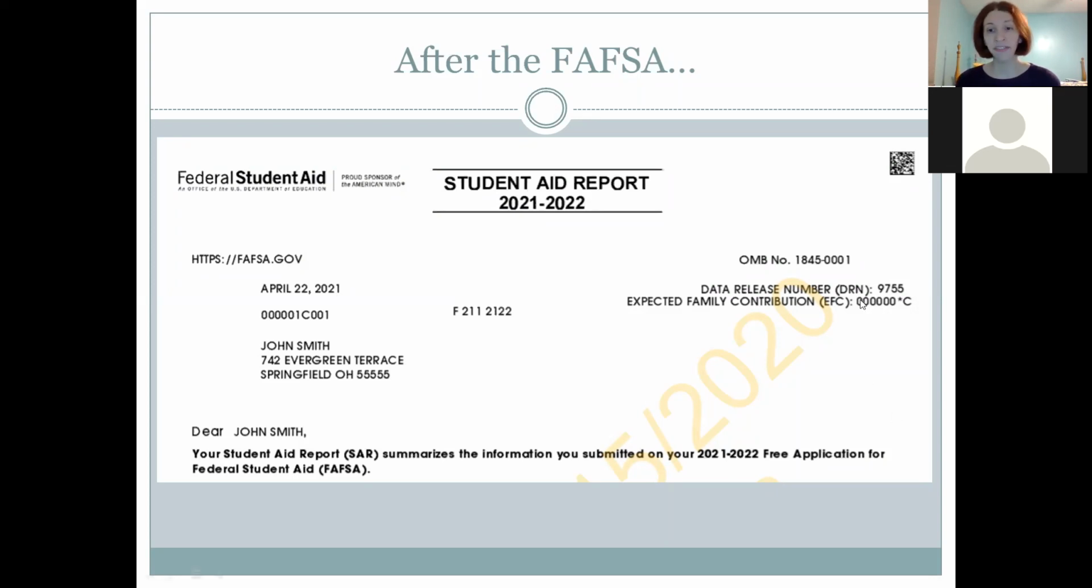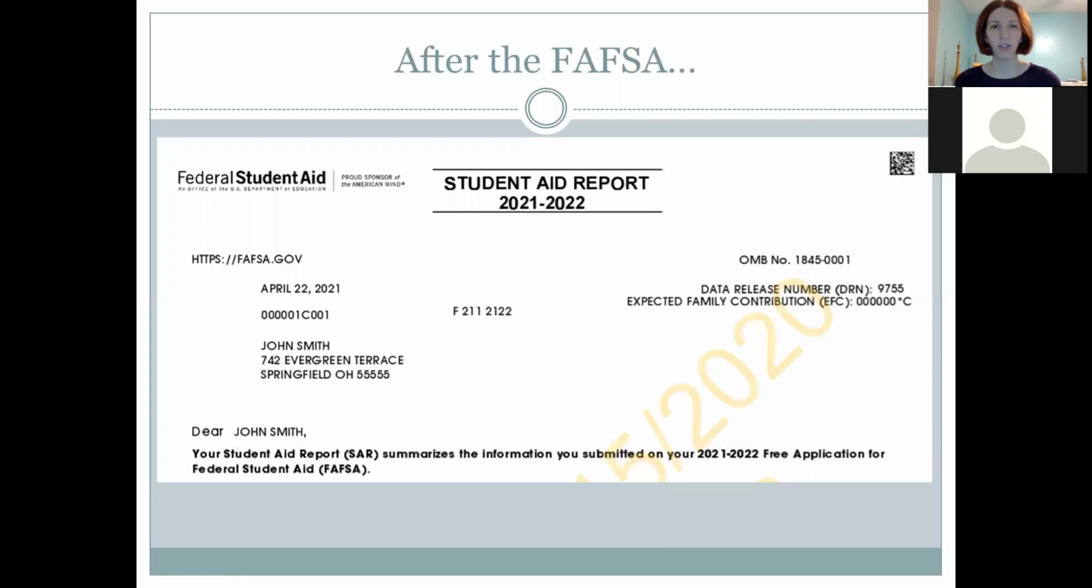In this case, the EFC is 0. There's also an asterisk next to it, and that means that the student has been selected for the verification process and will need to provide additional information. And also a C code, and the C code is not really a great thing because it means that there's some type of conflicting information that needs to be resolved before the financial aid office can put together a financial aid package for you.